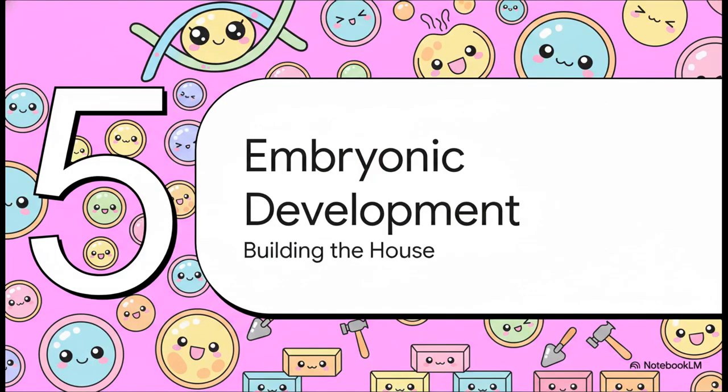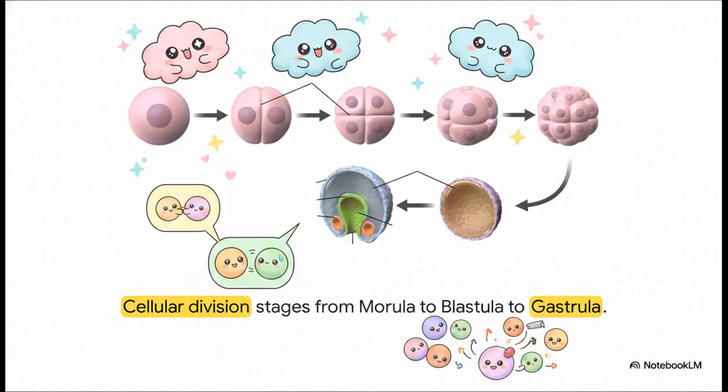Okay, Section 5, Embryonic Development. Building the house. The genetic blueprint is officially drafted. Now, the embryo has to lay its foundation through an explosive burst of rapid cellular division. The incredibly fast pace of early division here, known as cleavage, is fascinating. What's amazing is that during cleavage, the total mass of the cells stays exactly the same. The initial giant egg cell just gets carved into smaller and smaller pieces.